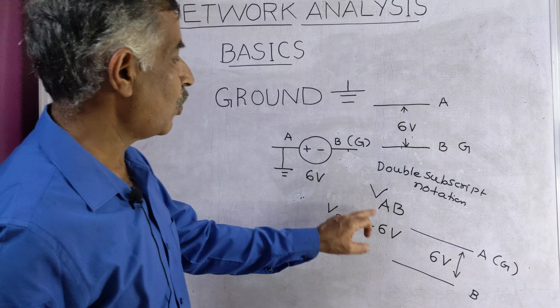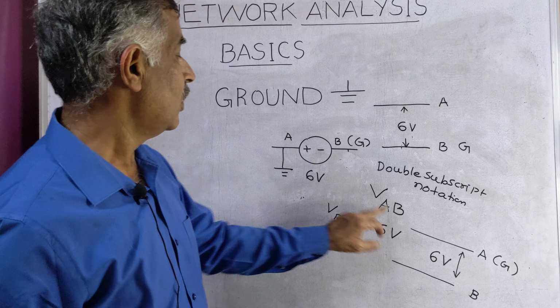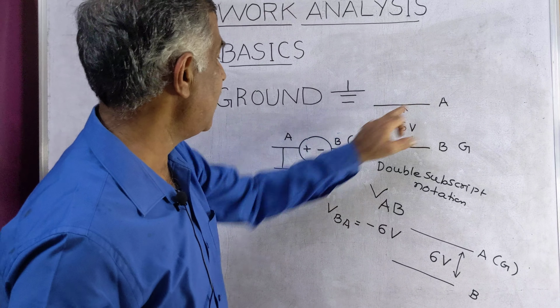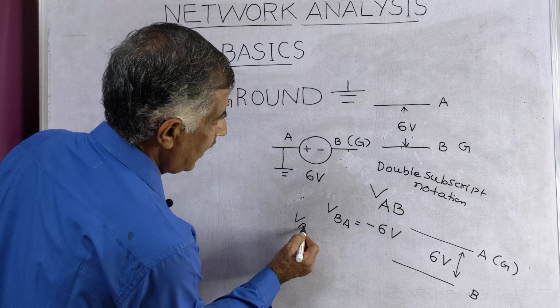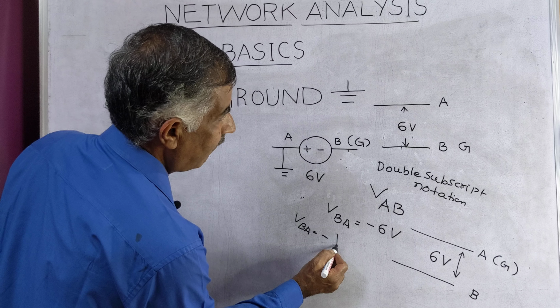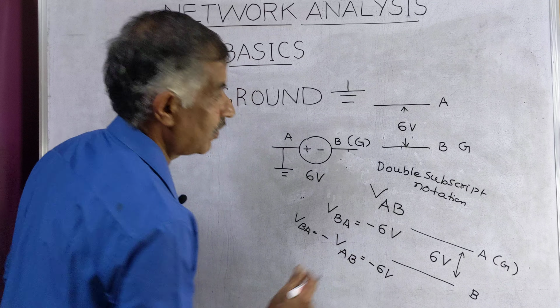In double subscript notation, the second letter is referred to as ground. So VAB is 6 volts, whereas VBA is equal to minus VAB, equal to minus 6 volts.